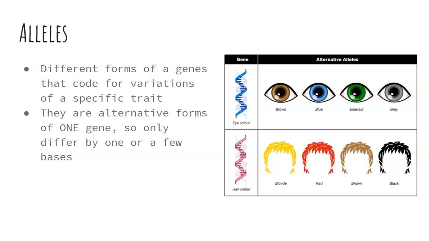Alleles, this is another big vocab word. Alleles are different forms of a gene. Same general idea of a gene, but different variations of that. They are alternative forms of one gene, typically only different by one or a few base pairs. An example would be eye color being the gene itself, and the alleles of eye color would be brown, blue, green, gray, hazel. Those are different variations of the same gene.